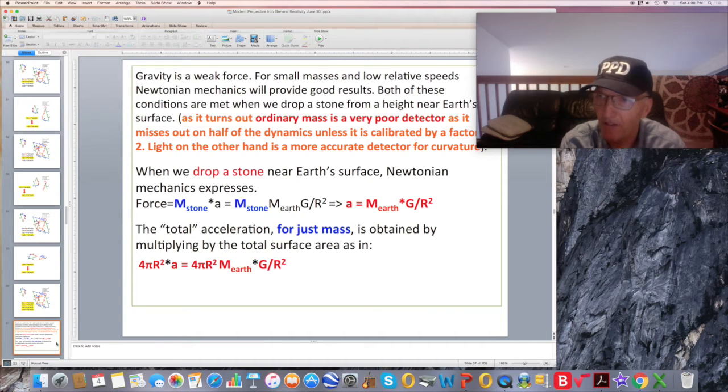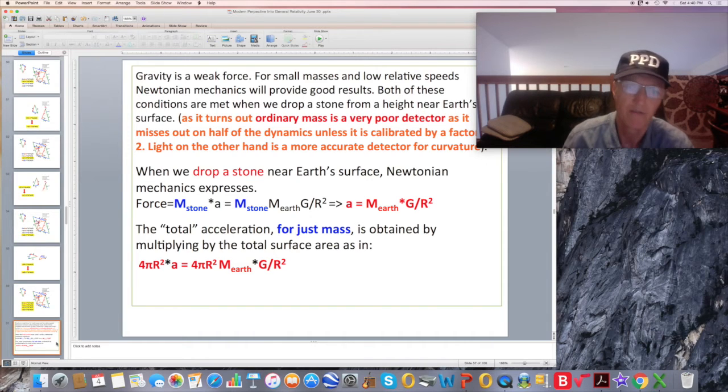That provides a good check, because at low mass and low relative speed, weak forces, low speeds, the Newtonian expressions should match the Einsteinian expressions. At least for mass, that turns out to be true. So I'm going to start with the Newtonian expression and build on that, expand it. When we drop a stone near the Earth's surface, notice it's a stone, small mass, and gravity is a weak force, so the Newtonian expression is going to be pretty good for that.